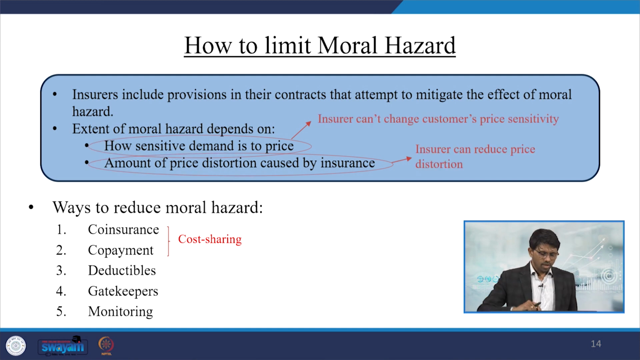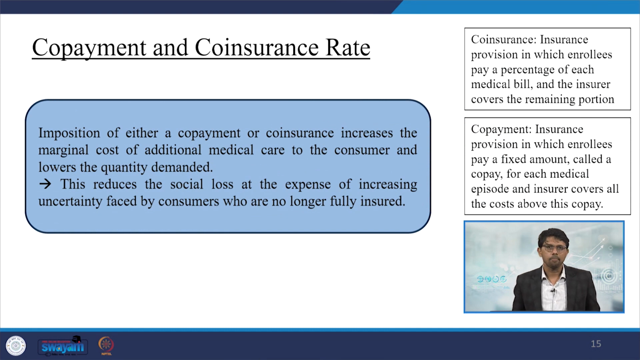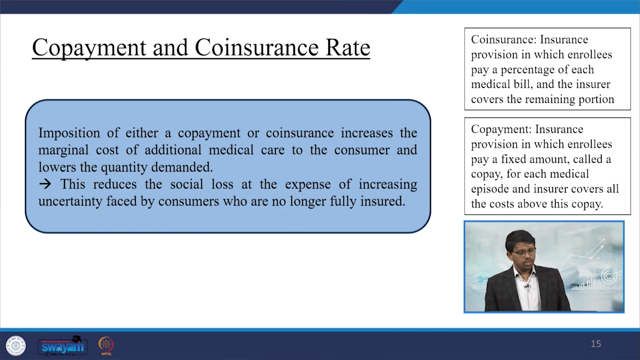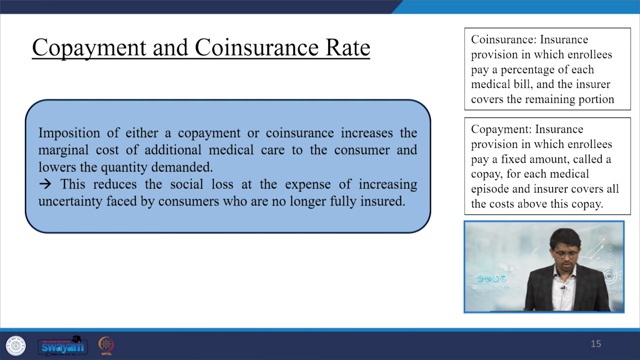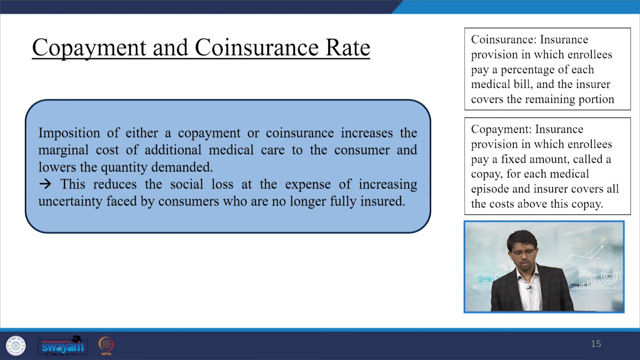We said how sensitive demand is to price. In that case, insurers usually do not have control, but in the second one, insurers can reduce price distortion. If price distortion is the important cause behind, then co-insurance and co-payment might work, since cost sharing is considered. So, here we are mentioning one by one, the co-payment and co-insurance rate. This reduces the social loss at the expense of increasing uncertainty faced by consumers who are no longer fully insured.